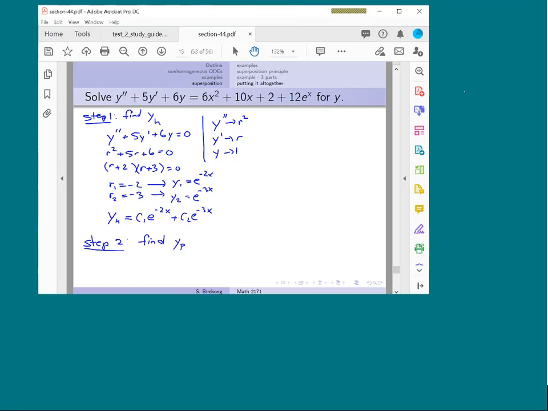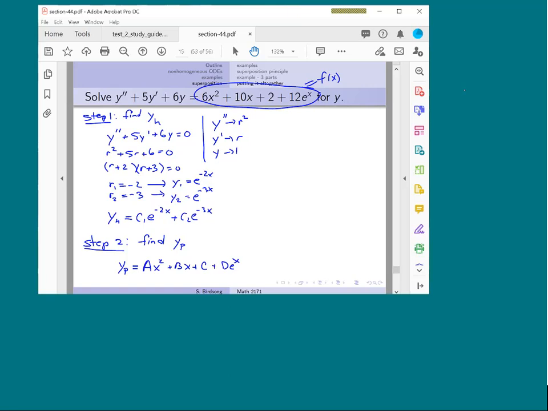So anybody have a guess for what format our particular solution would look like? Remember, you want to look at your non-homogeneous part. Ooh, almost. You don't need the E at the end. Yep, that one works. Looking good for those of you coming in. It is standard to go ahead and use capital letters here when you're writing them out. So we'll have Ax squared plus Bx plus C plus D times e to the x. So that'll be our guess.